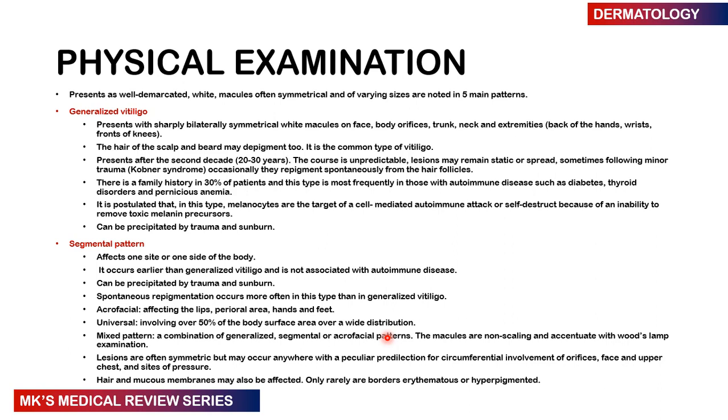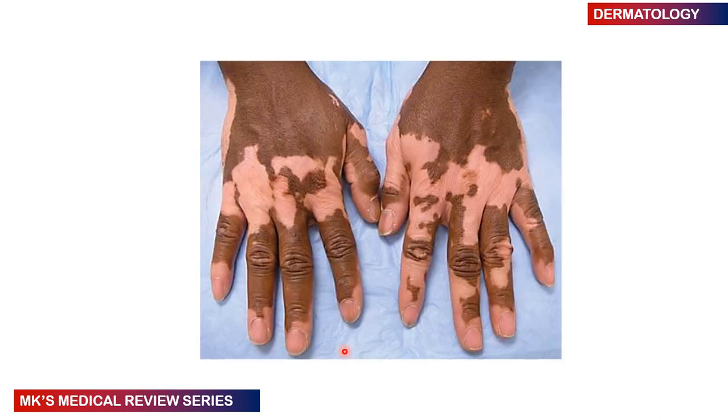Remember that often lesions are very symmetrical, but they may occur anywhere where there's a peculiar predilection for circumferential involvement of the orifices, for example, the face, the upper chest, and even sites of pressure. Hair and the mucous membranes also may be affected, and only rarely are the borders erythematous or the borders will become hyperpigmented. So here's a picture of a person who has the symmetrical involvement of vitiligo, which is actually quite extensive.